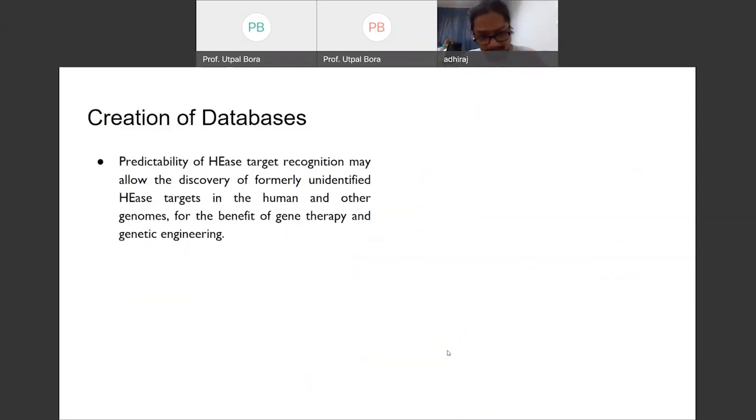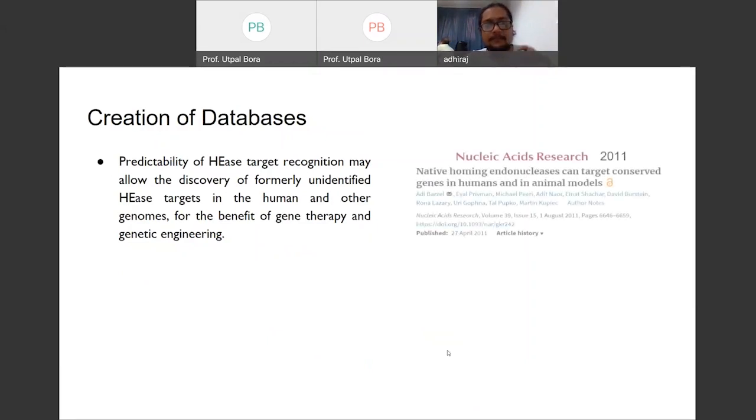So this led to the need for creation of a database that has homing endonucleases in it. Predictability of homing endonuclease target recognition may allow the discovery of formerly unidentified HEG targets in the human and other genomes. That's what they said, for the benefit of gene therapy and genetic engineering, right? So this was the need, for which these researchers came up with this database, and they published in 2011.